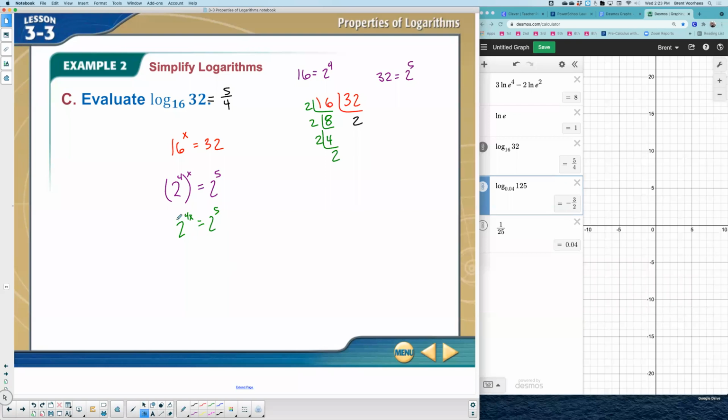Since I have a common base, you can cancel those, the 1-to-1 property. It says remove those. So 4x equals 5. And finally, you would divide by 4. Thus, you get the answer 5 divided by 4, like the calculator said.